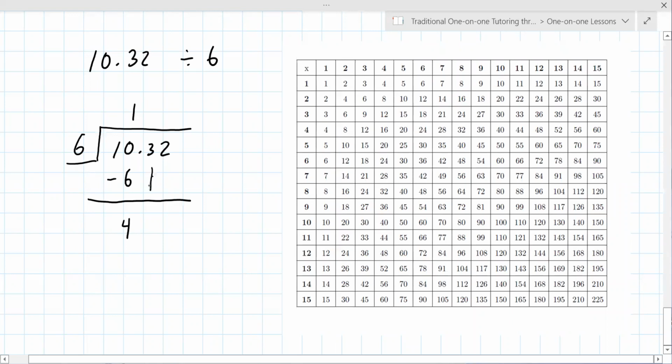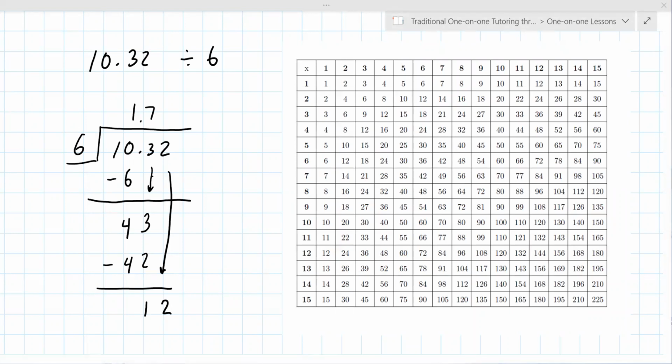Doesn't matter if there's more. You just bring the 3 down. Okay, 3 down, and then we ask ourselves, 6 going into 43. It's between 42, so 7, right? 7, that's right. 7 times 6 is 42. So the remainder is 1.